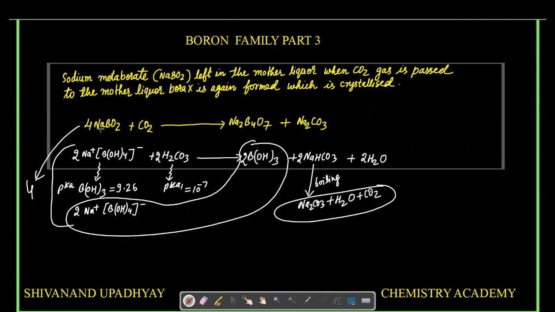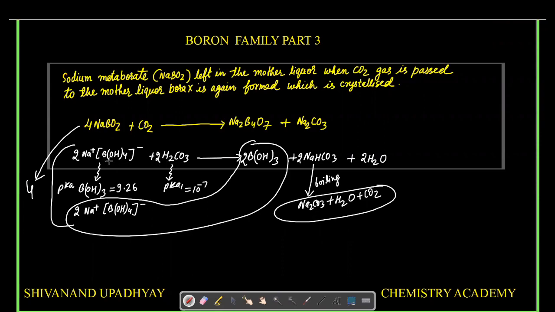This NaB(OH)4, this means this, right? It is equivalent to this, and there are 4 molecules of NaB(OH)4 if I am taking, and suppose in these 4 molecules, 2 molecules are reacting with carbonic acid. CO2 in water means carbonic acid, and pKa1 for carbonic acid is 10 to the power minus 7, and the pKa of boric acid is 9.26. So I can say that carbonic acid is a stronger acid than boric acid.